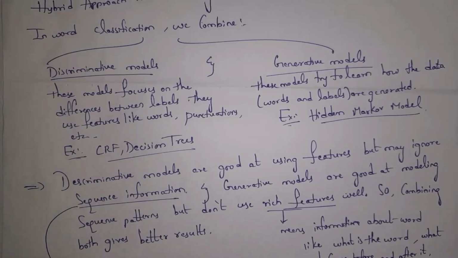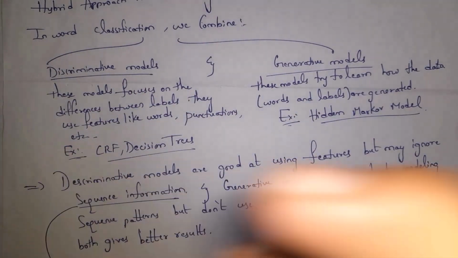So hybrid approach is combination of both discriminative model and generative model. That is nothing but features plus patterns. So we'll get exact output. So by using these two, we'll get exact output.